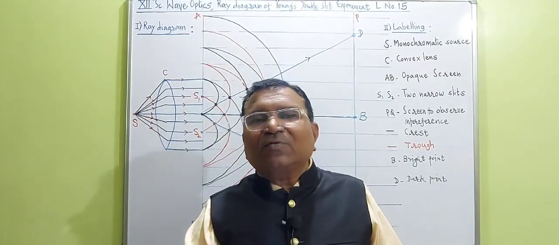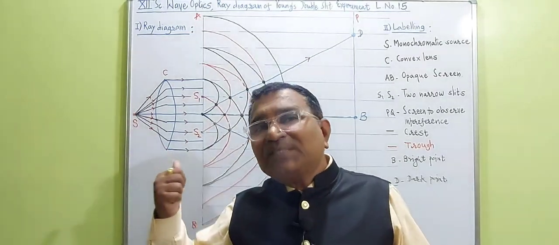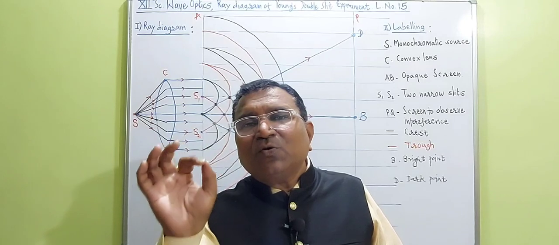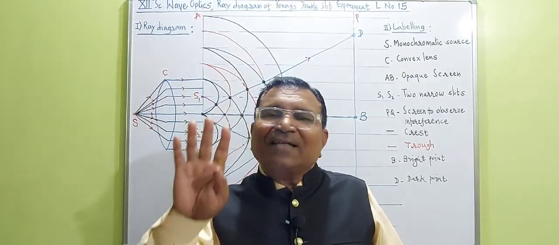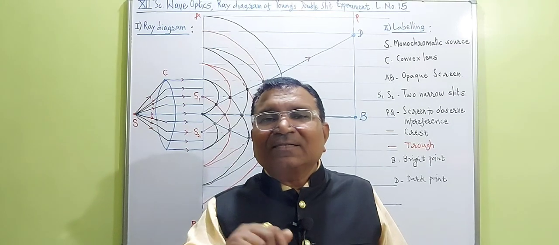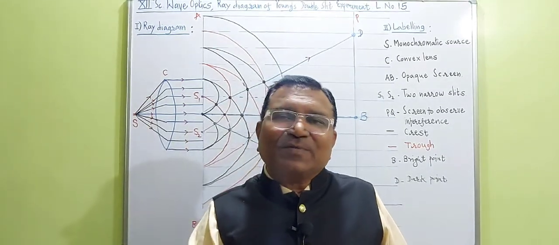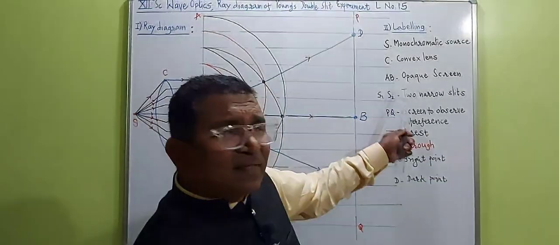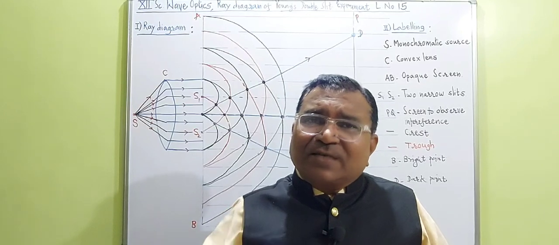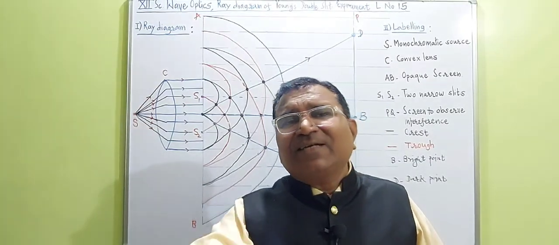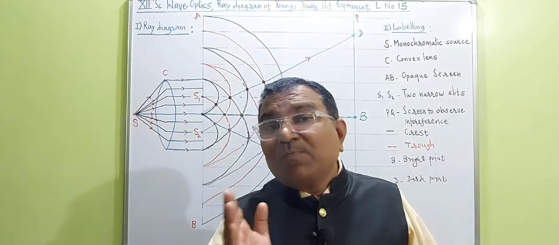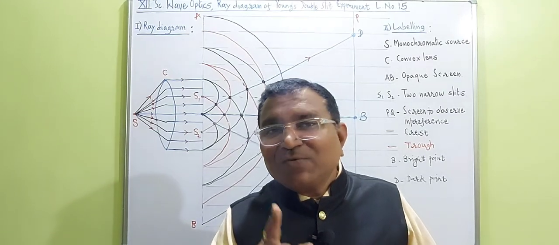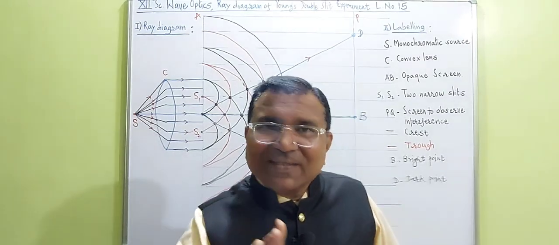Fourth importance we should also write: with the help of this experiment, we calculate the wavelength of monochromatic light. This is the fourth importance as long as Young's double slit experiment is concerned. So draw the ray diagram, write down the labeling, write down the explanation, and write down the importance. By pausing my video, write down all sentences one by one in your notebook for your further study.